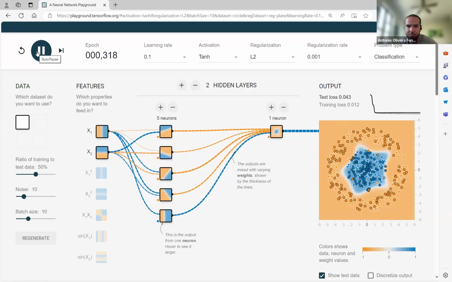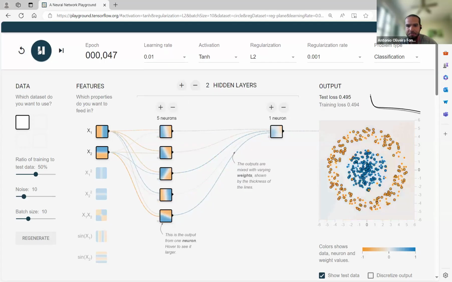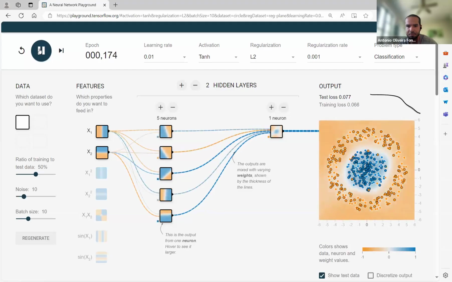It didn't entirely solve the problem. We still see that there is some misclassification there. Maybe a smaller learning rate now. Yeah, 0.01. Let's see. Okay. C'est la vie. Perfect classification is an idealistic scenario, but okay.